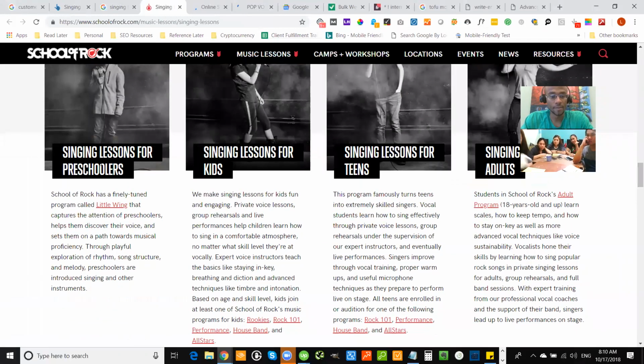And then they're also talking about singing lessons based on your age. You see here they have singing lessons for preschoolers, for kids, so maybe after preschool but before high school, singing lessons for teenagers, and singing lessons for adults. That's really important because depending on how old you are, there might be certain things that you need to consider when trying to improve your singing ability. So very important that if we were writing an article about singing lessons, that we touch on each of these subtopics.